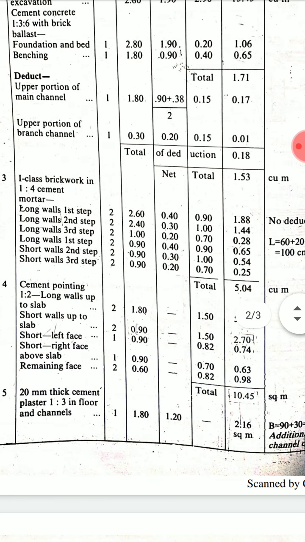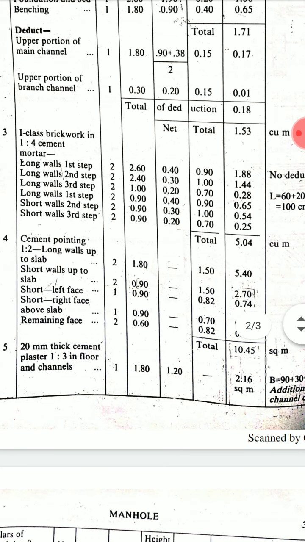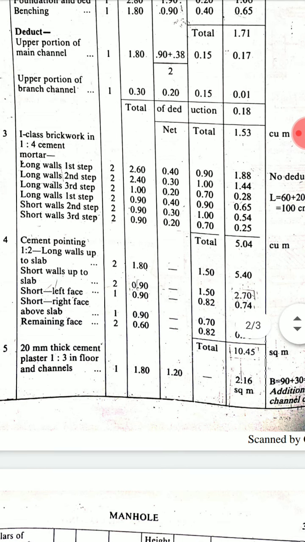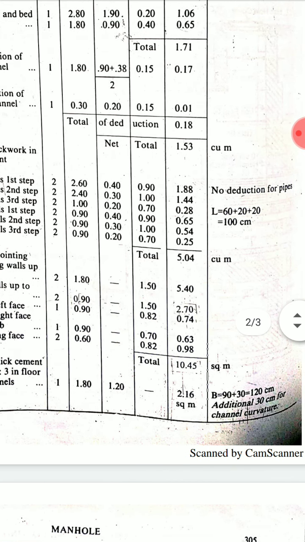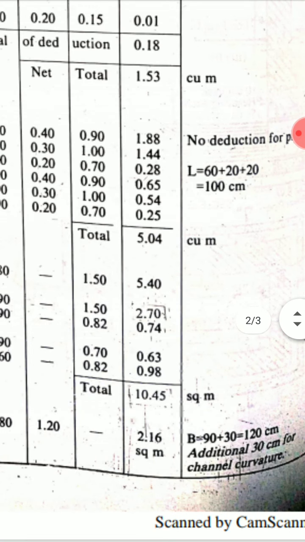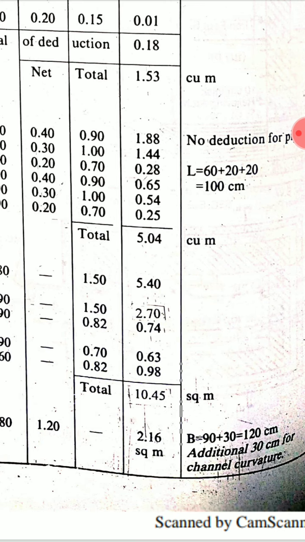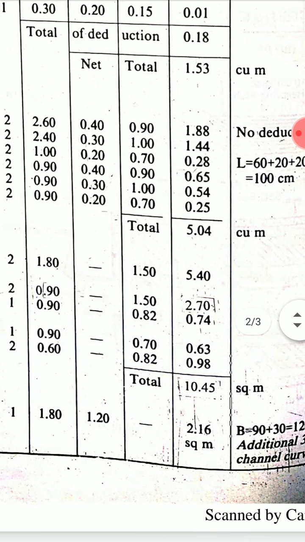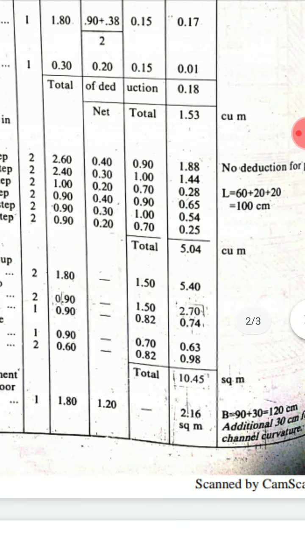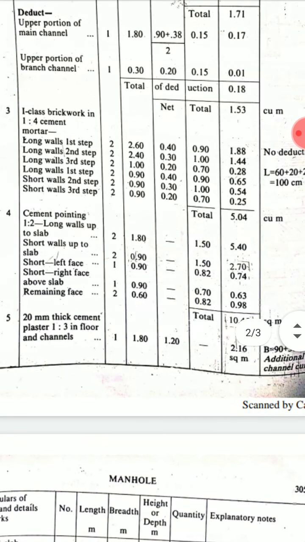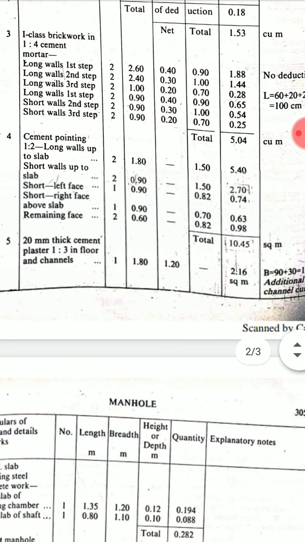You might have asked, is there any deduction? No, there is no deduction because the diameter of the pipe is negligible. That's why we cannot take any deduction here. So the next thing is cement pointing in 1:2.